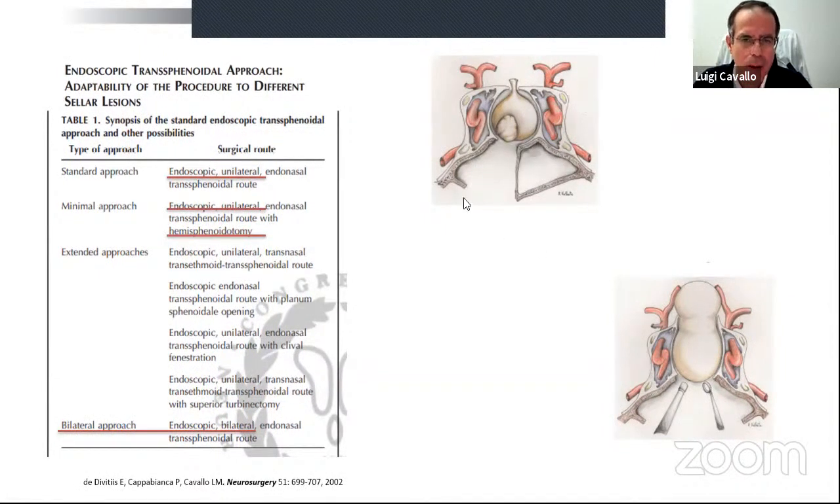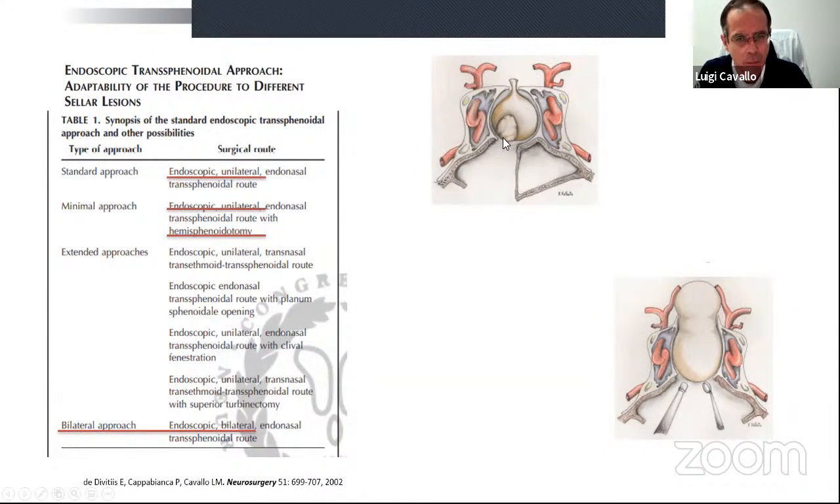There are so many ways to remove pituitary tumor with the endoscope. This paper we made 20 years ago. We proposed hemisphenoidotomy, a unilateral approach, but honestly, what we do today is always a bilateral approach because you need the converging action of the instrument.